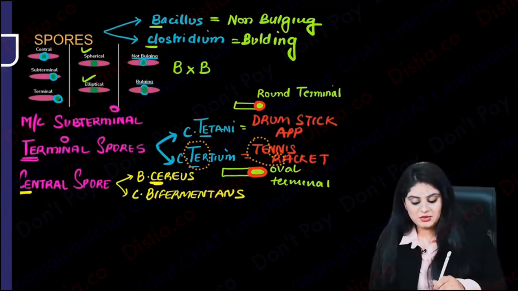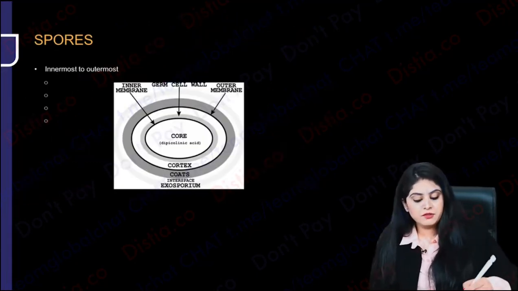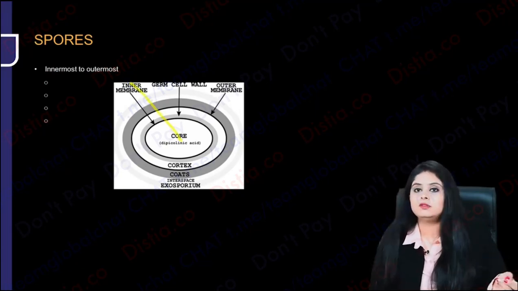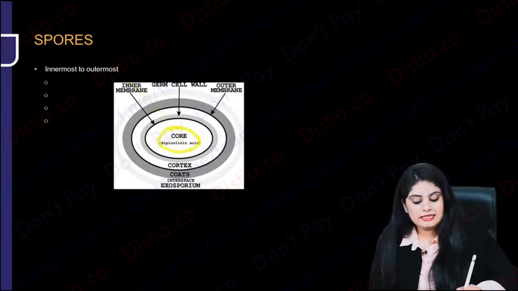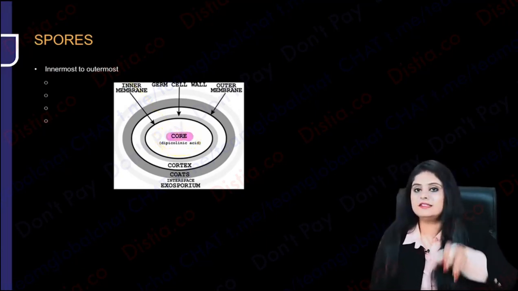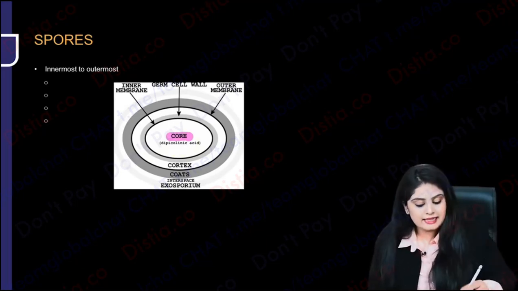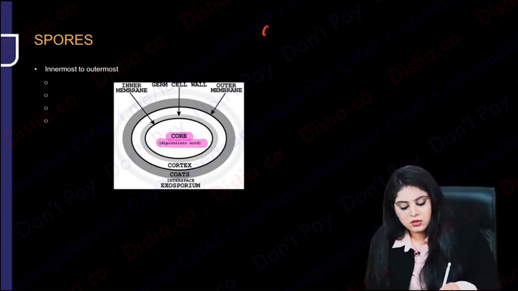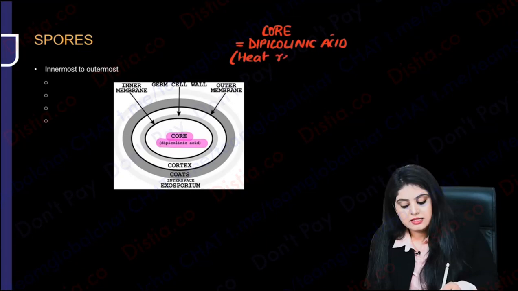Not really. You need to know the parts of a spore. Let's start from inside to outside. If you look at the centermost part of a spore, that is known as the core. Anything that is in the center is obviously the core, and that is made up of dipicolinic acid. I'll write them out one by one. The core is made up of dipicolinic acid, and this is what makes it very, very heat resistant.